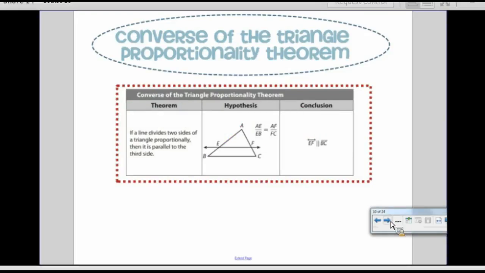That's the converse. You don't need to write it down. It just switches them. Remember converse, reverse? You'll need to know that for your final. But it says if the sides are proportional, then that segment's parallel to that third side. So it just switches them.